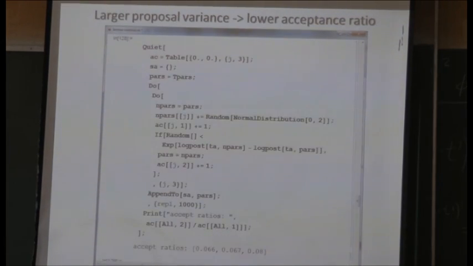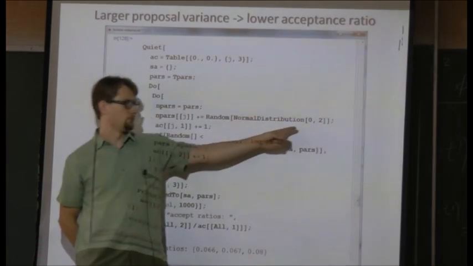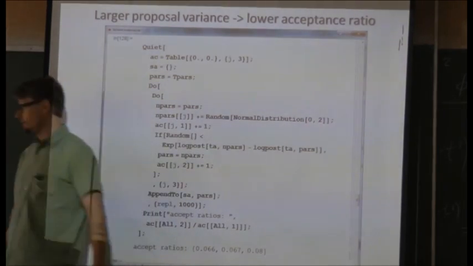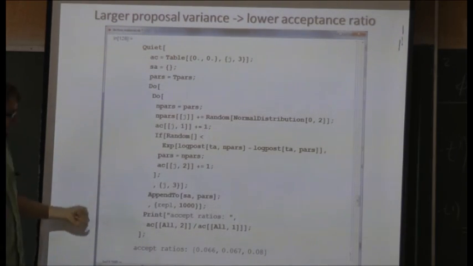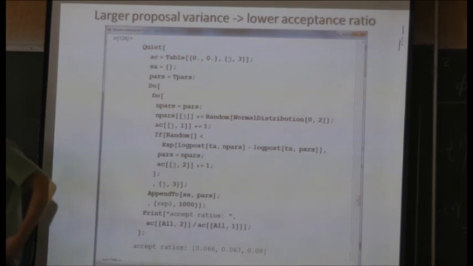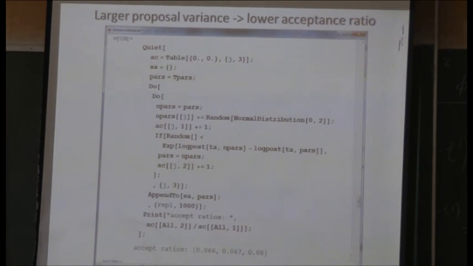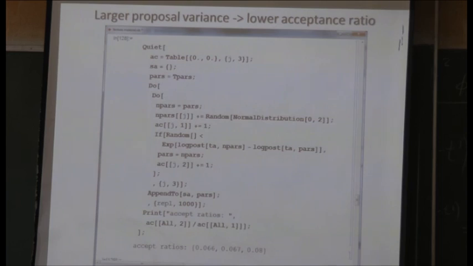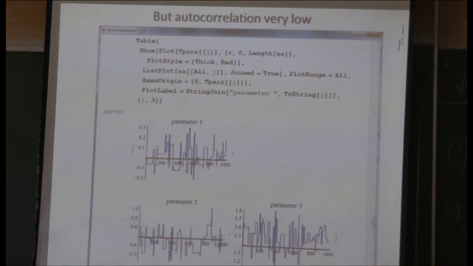Okay, let's then do the opposite. Use a large proposal variance. Now it's 2 standard deviations. So this will of course give us a low acceptance ratio, something like 5% of the cases, because you try to jump very far, and often you jump to a very bad place. So now the chain looks like this.